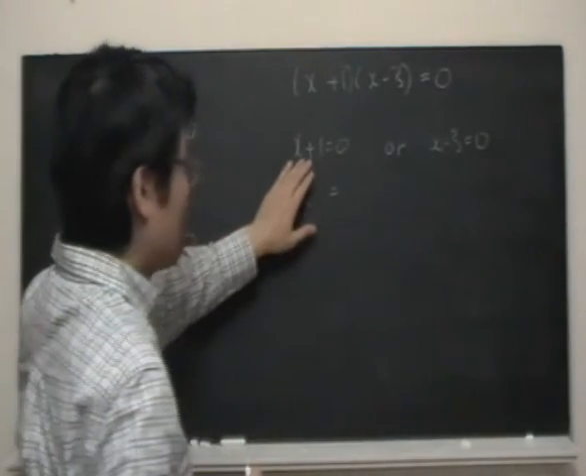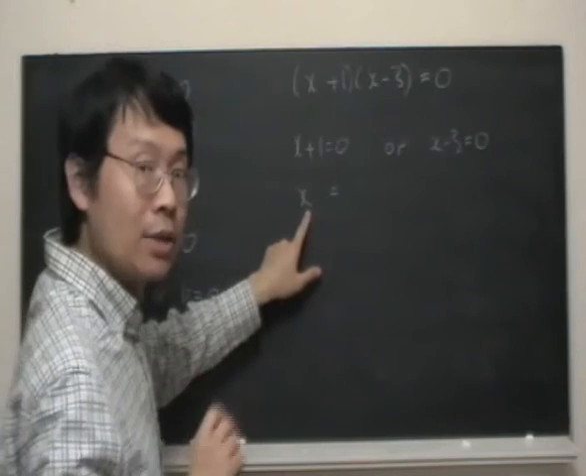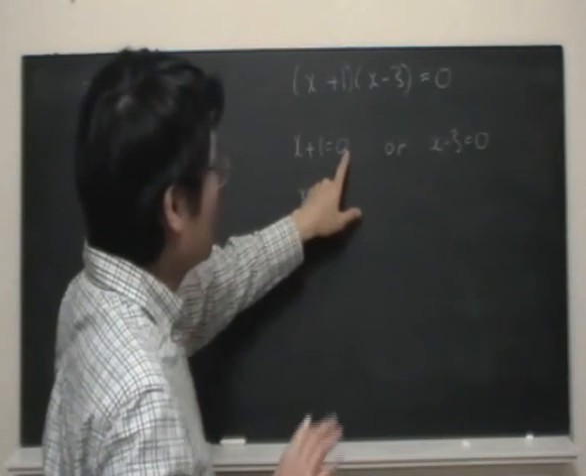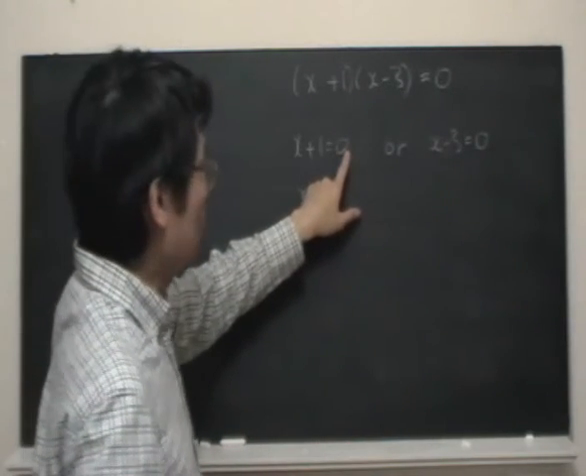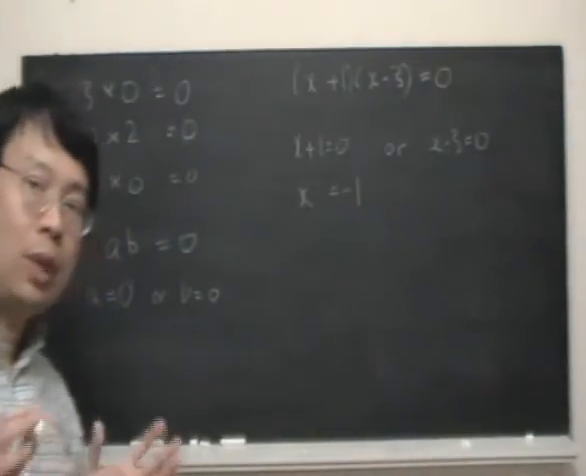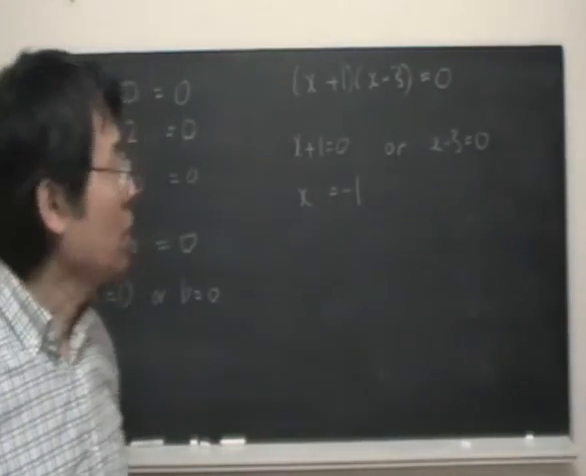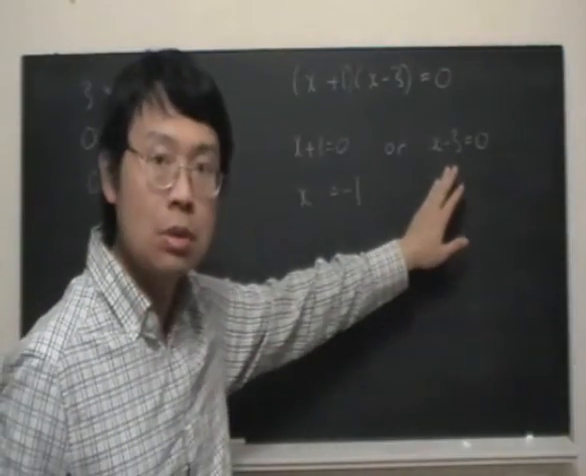Sorry, on the left side, when I subtract 1, I just have x remain. On the right side, when I subtract 1, I get minus 1. So we have an answer now. x can be minus 1. Let's go on to the next equation.